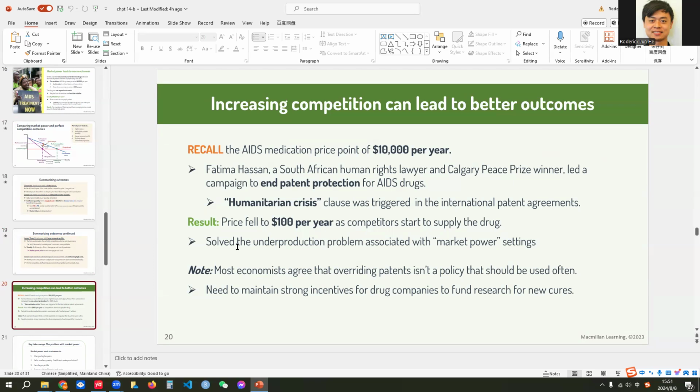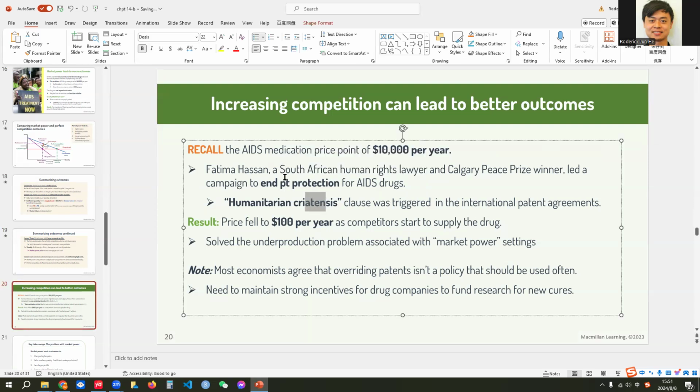So here there is a human rights lawyer who led a campaign to end patent protection of AIDS drugs. And eventually the price fell to $100 per year as competitors started to supply the drug because the patent was probably rendered non-binding or probably being aborted. And therefore there are more competitors entering, copying what the incumbent firms were doing, and therefore more production leads to lower price. Okay.